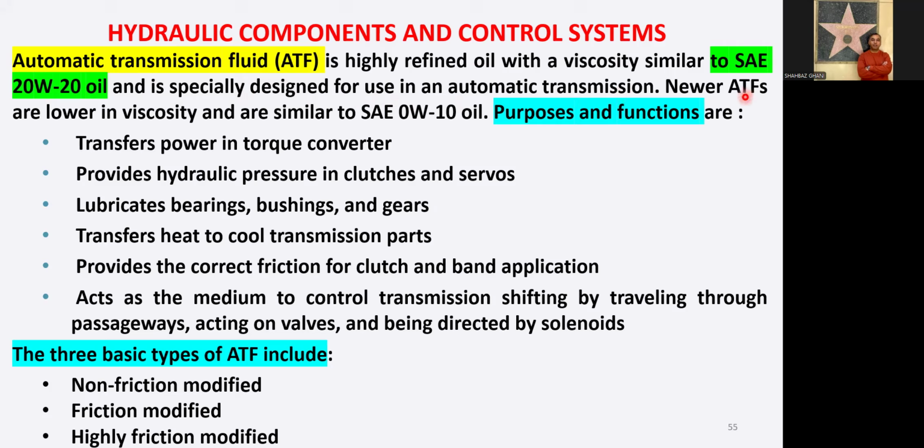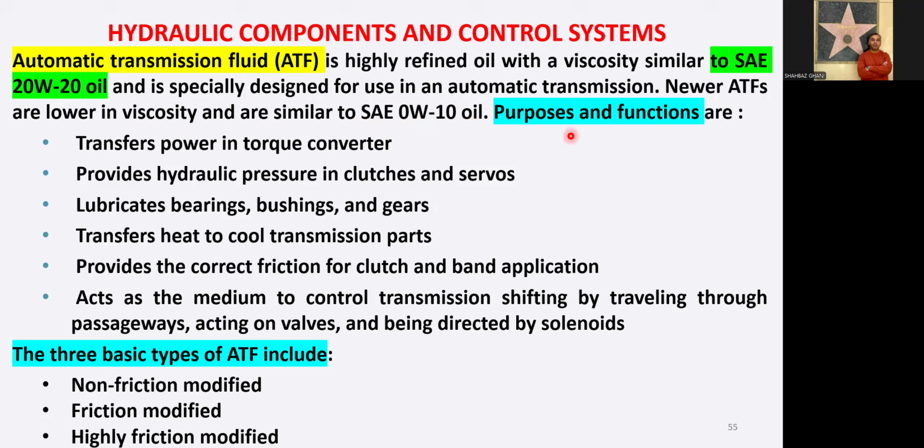Newer automatic transmission fluids are lower in viscosity and are similar to SAE 0W-10 oil. So the newer automatic transmission fluids which are in the market nowadays have a rating similar to that of SAE 0W-10 oil.